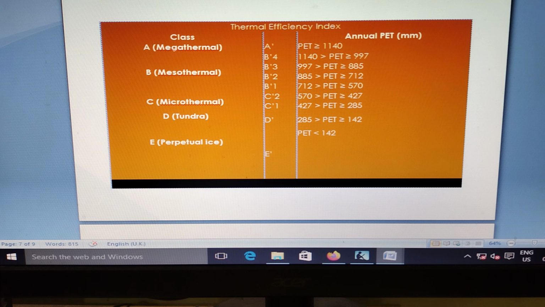Then thermal efficiency: A is megathermal, B is mesothermal, C is microthermal, D is tundra, E is frost. It is also classified as A, B4, B3. A is megathermal, B4 is mesothermal, B3 is mesothermal, B2 is mesothermal, B1 mesothermal, C2 microthermal, C1 microthermal, D tundra, E frost.